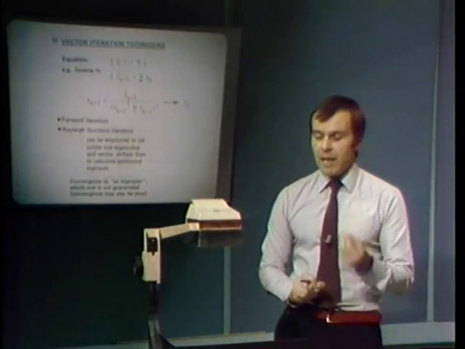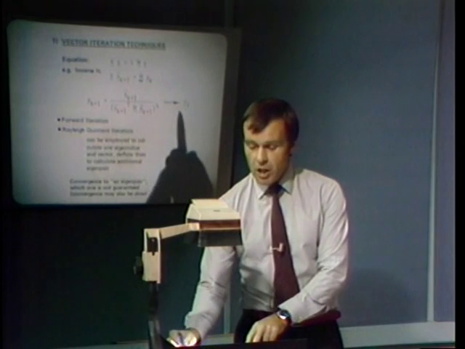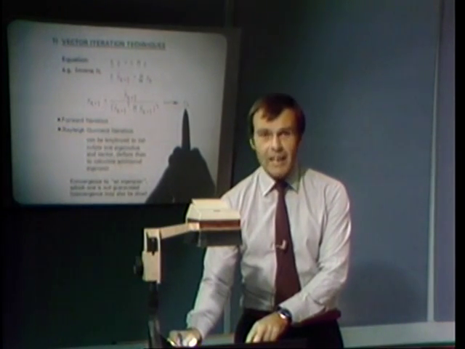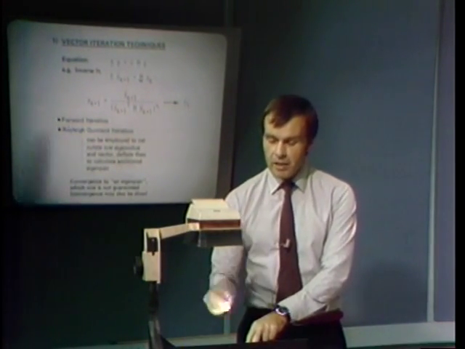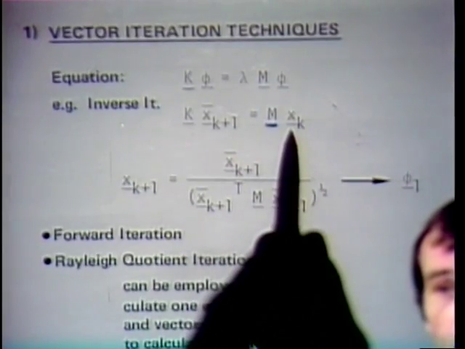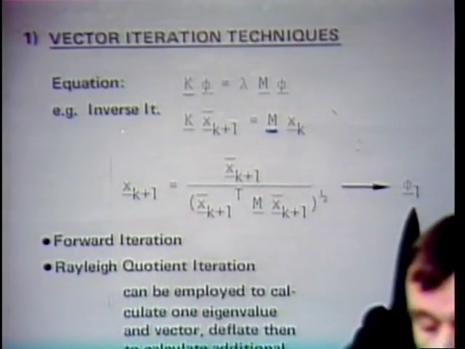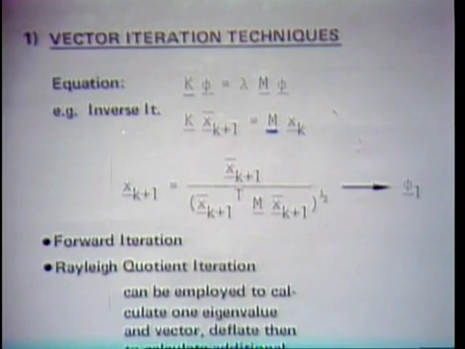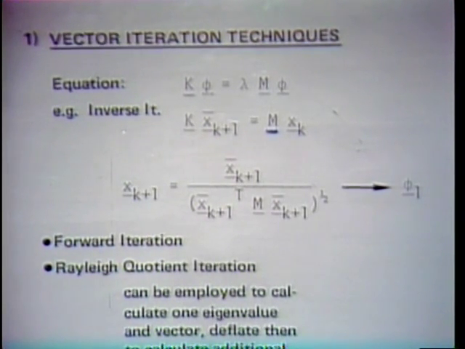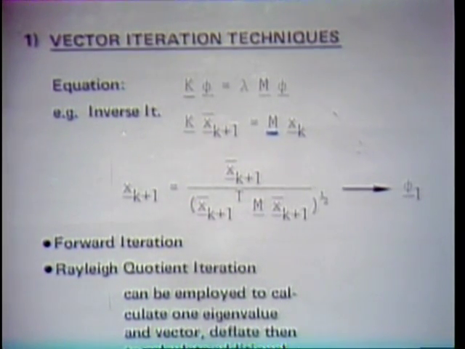In fact, we find that that iteration procedure converges to the lowest eigenvector, provided the starting vector is not orthogonal, is not m-orthogonal to phi 1. This is one first iteration technique.